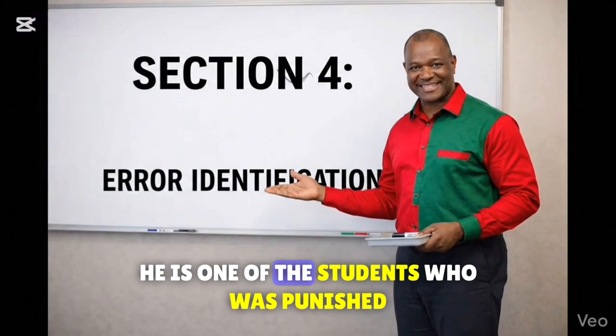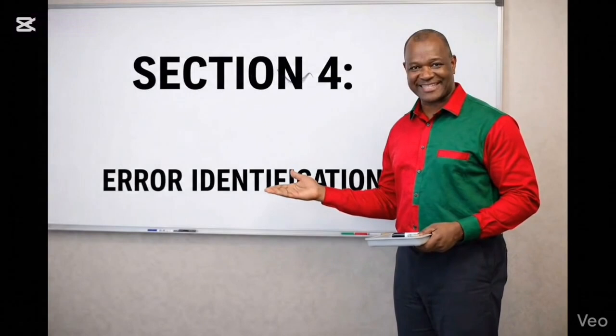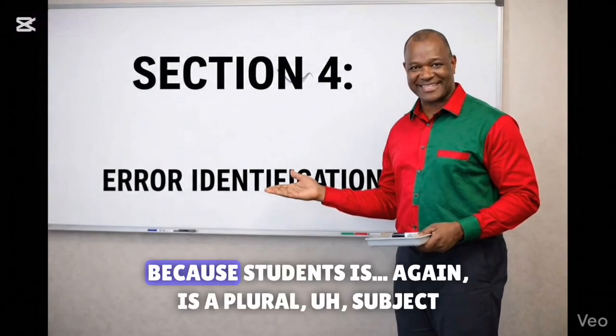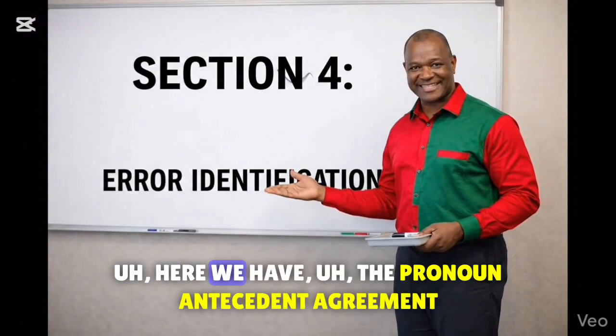Question 11. He is one of the students who was punished. A, were punished. B, are punished. C, have punished. D, punishing. The correct answer is A, were punished, because students is a plural subject. Here we have the pronoun antecedent agreement.